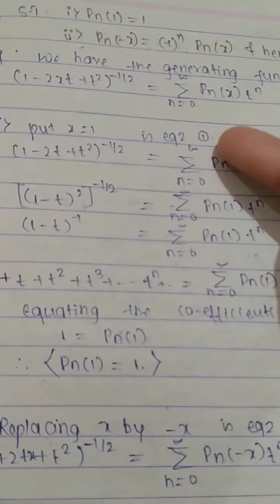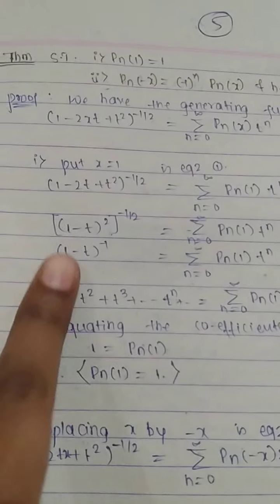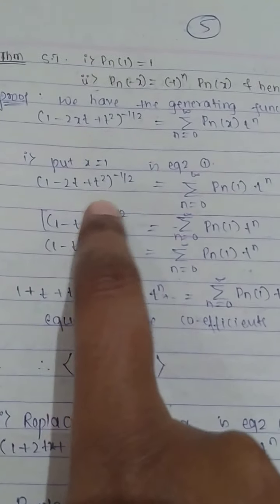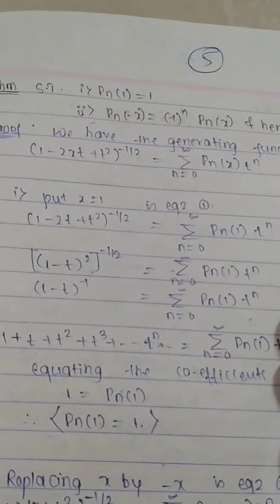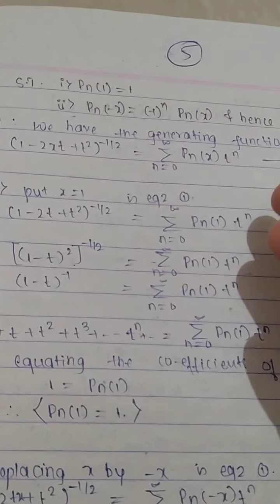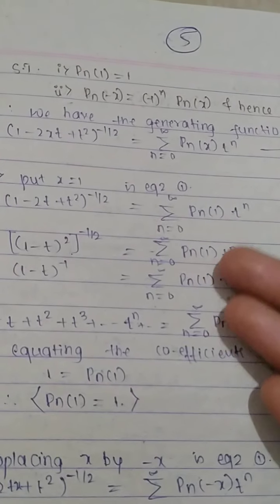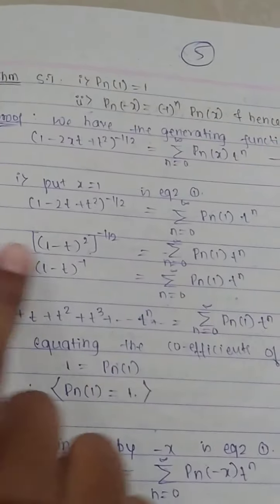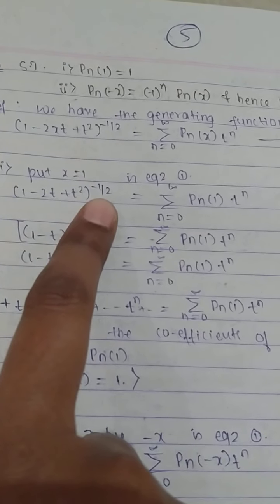So after substituting x is equal to 1 here, in place of x I have to substitute 1. So 1 minus 2t plus t square to the power minus half is equal to summation n is equal to 0 to infinity Pn of x, in place of x I have to put 1, Pn of 1 into t raised to n as it is. Now what is this value? 1 minus 2t plus t square to the power minus half.